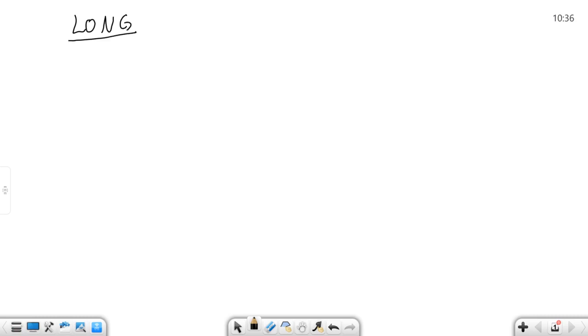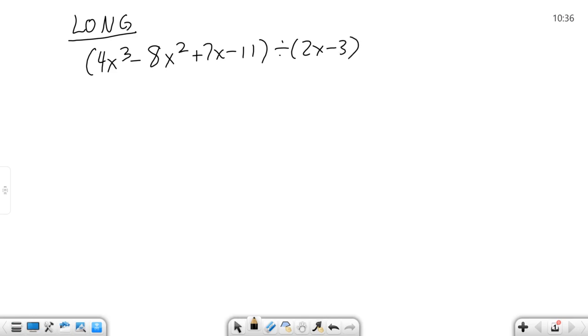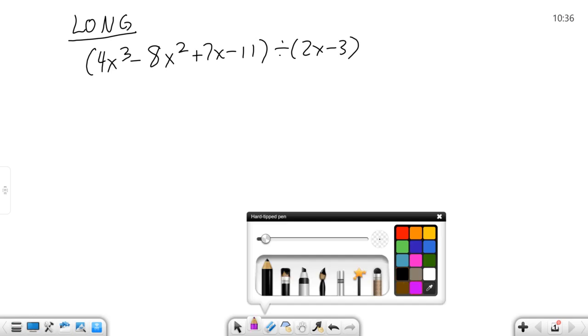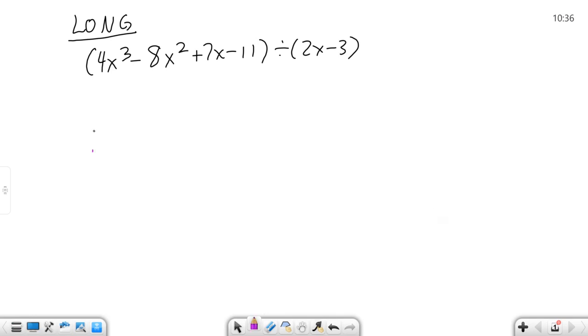So long division, we'll do 4x to the third minus 8x squared plus 7x minus 11. And let's divide that by 2x minus 3. All right, let's try this one out and see what happens here. Let's take this and under my house here, I'm going to have 4x to the third minus 8x squared plus 7x minus 11, and then 2x minus 3 out front here.